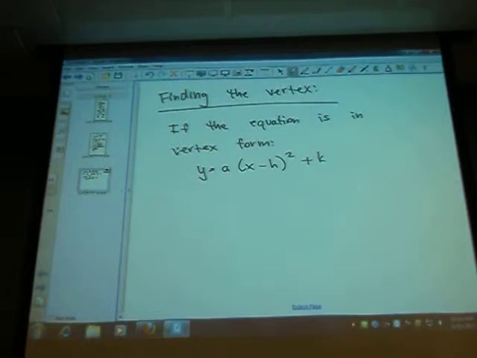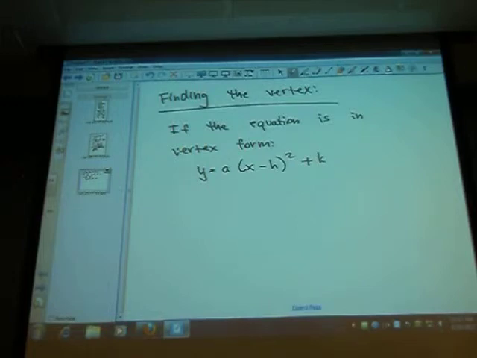Now, you gotta be careful here because h has a minus in front of it that's built into the formula. So when you pick out that number h, that means you have to change the sign. Like if you see x minus 2 squared, then your h would just be positive 2 because the minus is part of the formula. So you want to think of it as negative h. The opposite of h, and k, is your vertex.